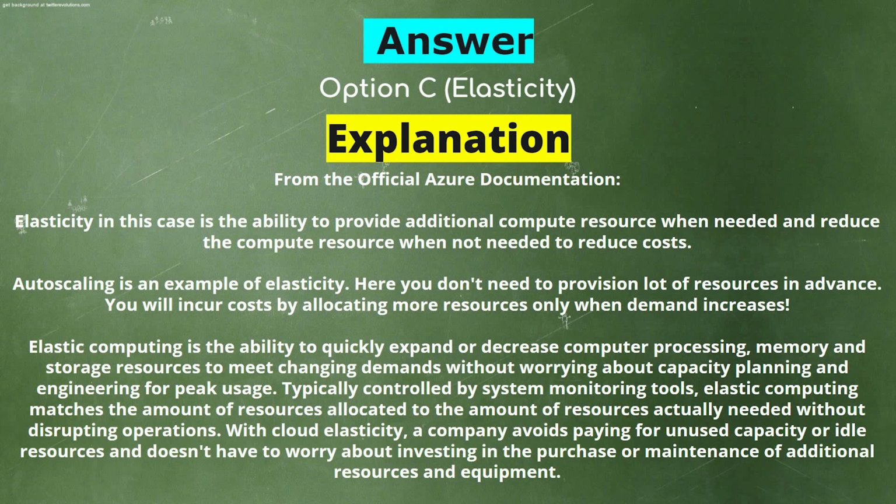Elastic computing is the ability to quickly expand or decrease computer processing, memory and storage resources to meet changing demands without worrying about capacity planning and engineering for peak uses. Typically controlled by system monitoring tools, elastic computing matches the amount of resources allocated to the amount of resources actually needed without disrupting operations. With cloud elasticity, a company avoids paying for unused capacity or idle resources and doesn't have to worry about investing in the purchase or maintenance of additional resources and equipment.